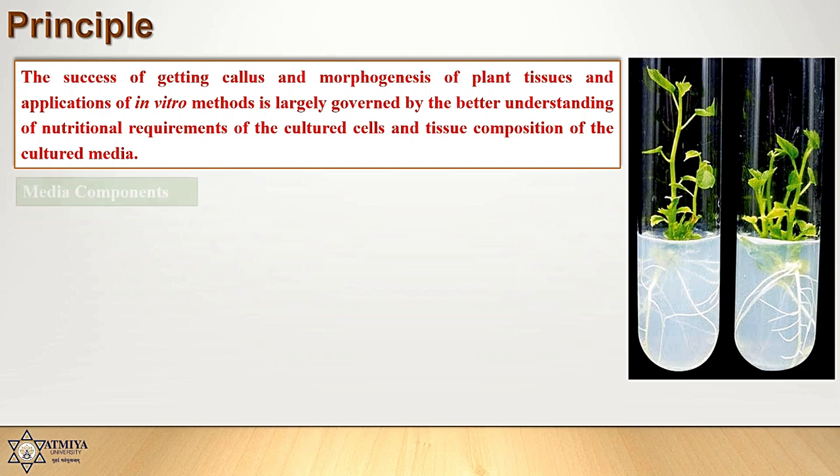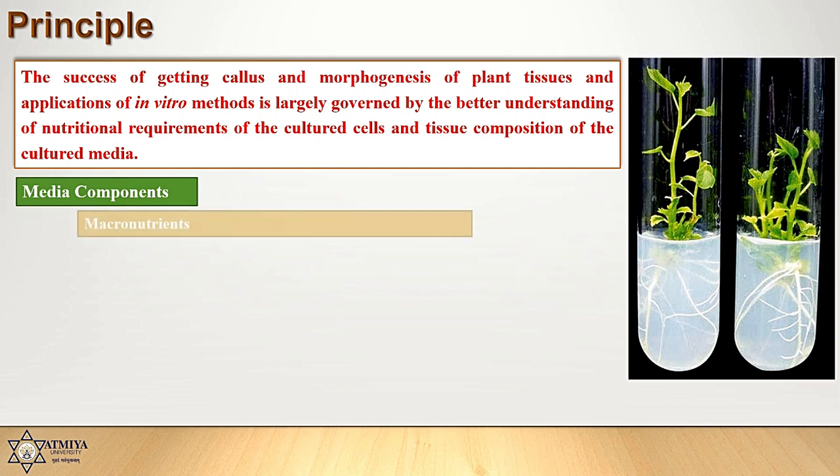Media components. One of the most important factors governing the growth and morphogenesis of plant tissues in culture is the composition of the culture medium. The basic nutrient requirements of cultured plant cells are very similar to those of whole plant. Plant tissue and cell culture media are generally made up of some or all of the following components.